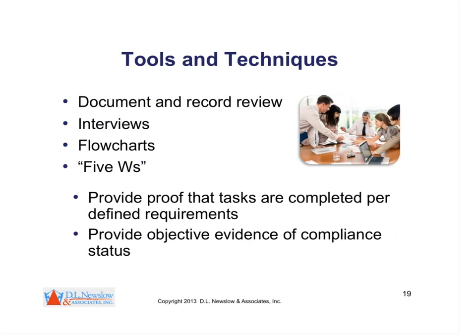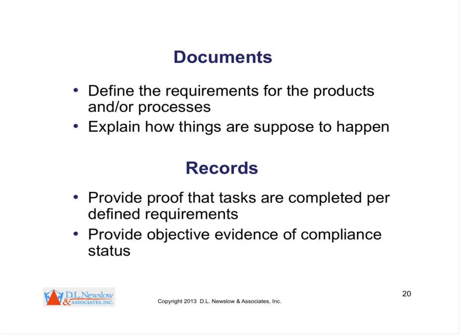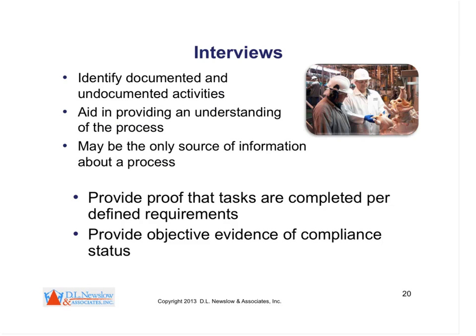When we look at documents, a document defines the requirements for the products and or the processes. The documents explain how things are supposed to happen. A record provides proof that tasks are completed per defined requirements and provides objective evidence of compliance and status. So this is very important because the documents define what needs to be done, and the records show proof that it's being done. And those are used for the complete reference.